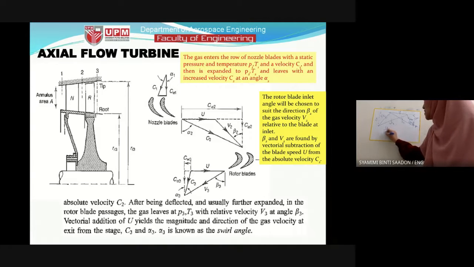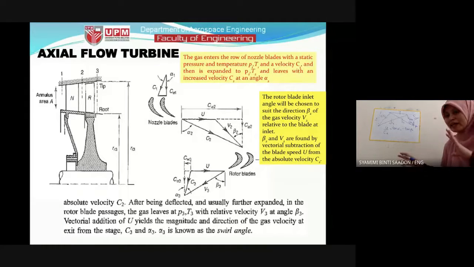U over CA equals tangent alpha 2 minus tangent beta 2. Actually, you can derive this equation by yourself. Try to write the tangent alpha 2 equation first, and then write tangent beta 2 in one part, and then combine both of them, and you get tangent alpha 2 minus tangent beta 2 equals U over CA. I will show one example.